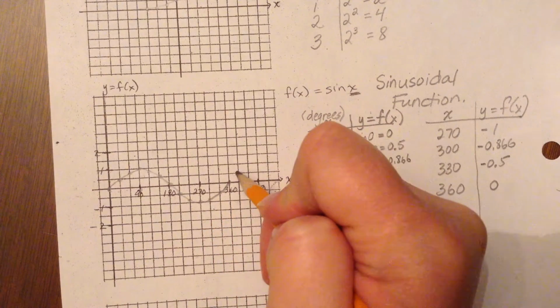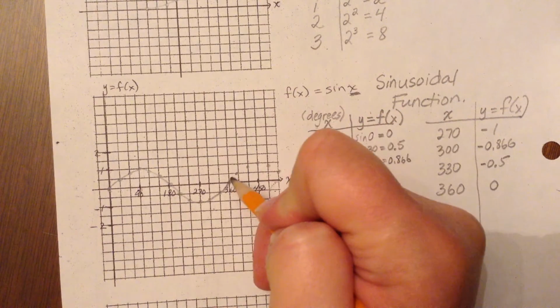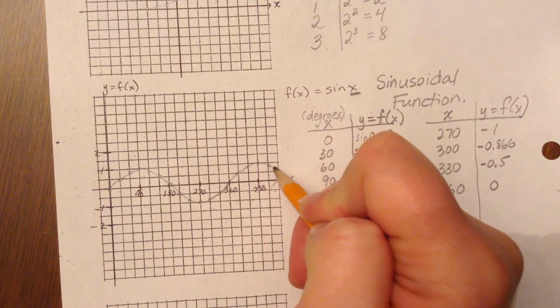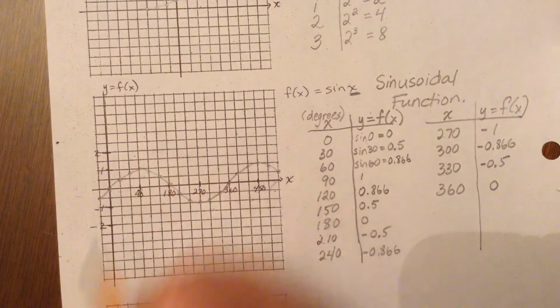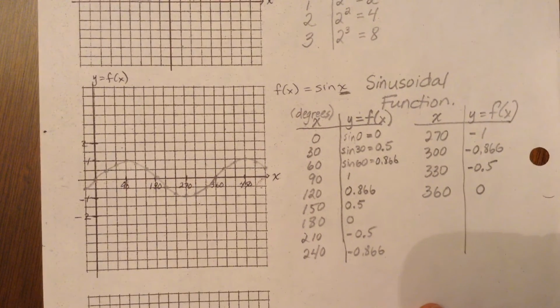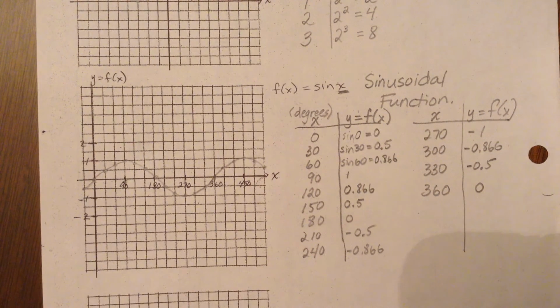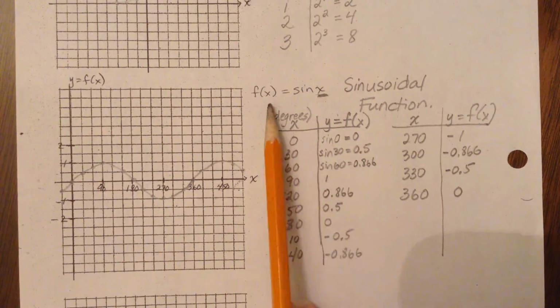And we can continue that same exact pattern until we run out of room on our grid. I could even go negative if I had a little bit more room there. Okay, I believe on your handout you have more space. You could do some negative values and some positive values. So that is the basic function f of x equals sine x.